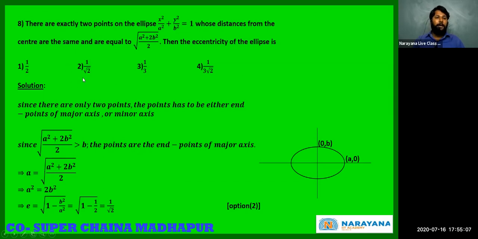So how did we get there? First we said if there are going to be exactly 2 points with a given distance, then it must be endpoints of minor axis or endpoints of major axis. But we said this cannot be equal to semi-minor axis because this is greater than B. Therefore it must be equal to semi-major axis. Therefore A is equal to root of A square plus 2B square by 2. You simplified that, we got A square equal to 2B square. Using that, we could calculate the eccentricity, that is equal to 1 by root 2. Got it? Interesting, right? Okay, let us proceed then.